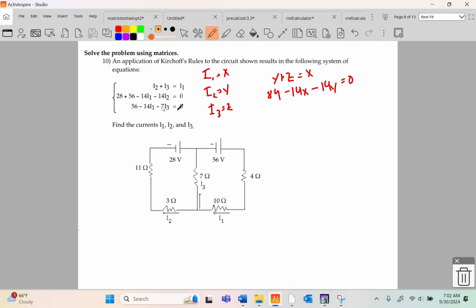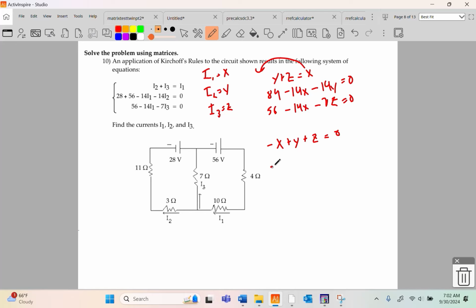Let's see, in this one we have 56 minus 14x minus 7z equal to nothing. So make it x's, y's, and z's first, and then think about standard form, because we want augmented matrices for these. So here the x is going to have to come over. This is negative x plus y plus z is 0.